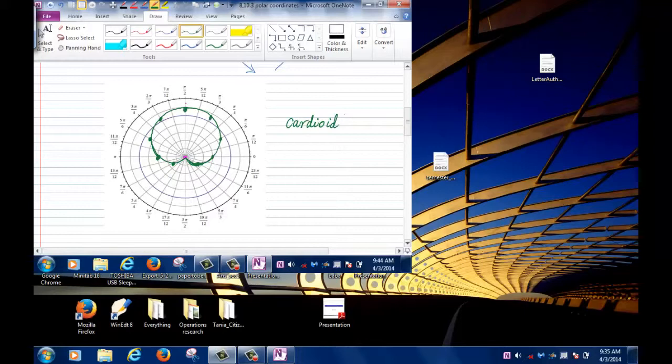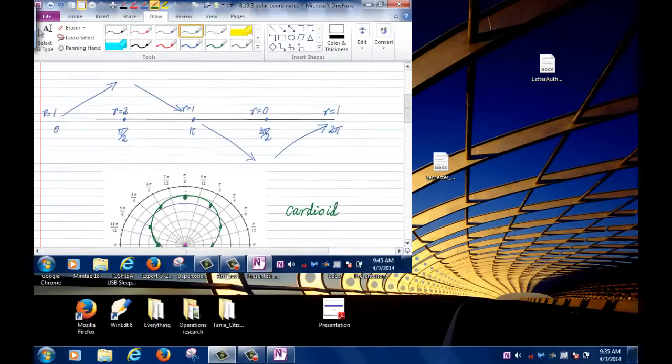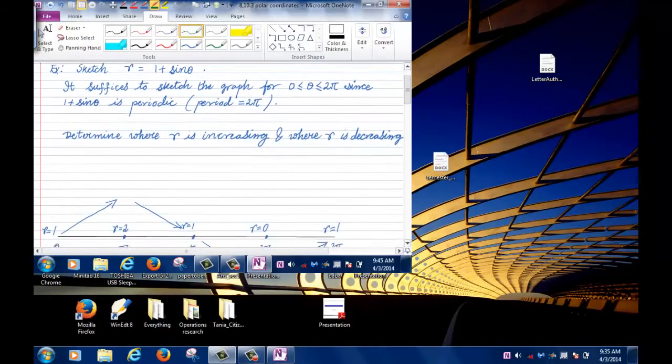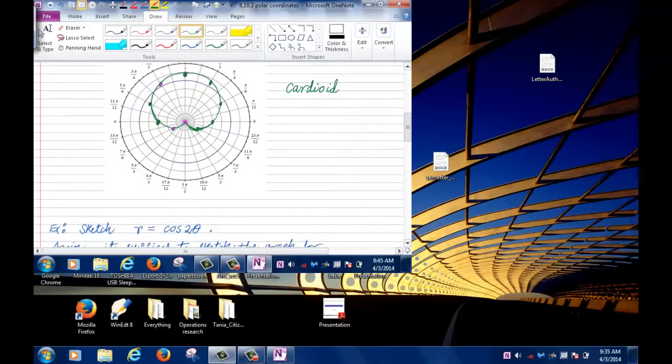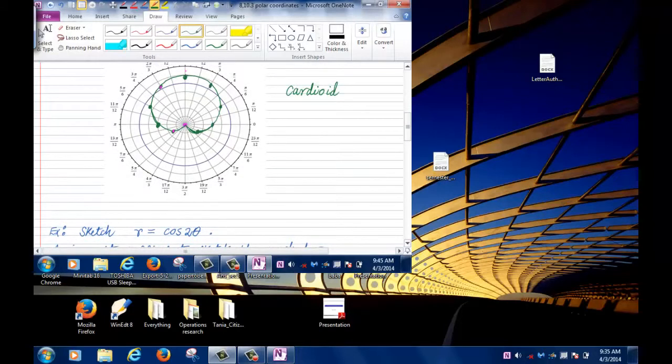Okay, so this is the graph of what? This is the graph of 1 plus sine theta, right? r is 1 plus sine theta. If you take r is 1 plus cosine theta, what's going to happen? It'll be very similar, except that it's not going to be on the vertical axis like this. It will be on the horizontal axis. It will be a cardioid, yes. No, that's not the case.